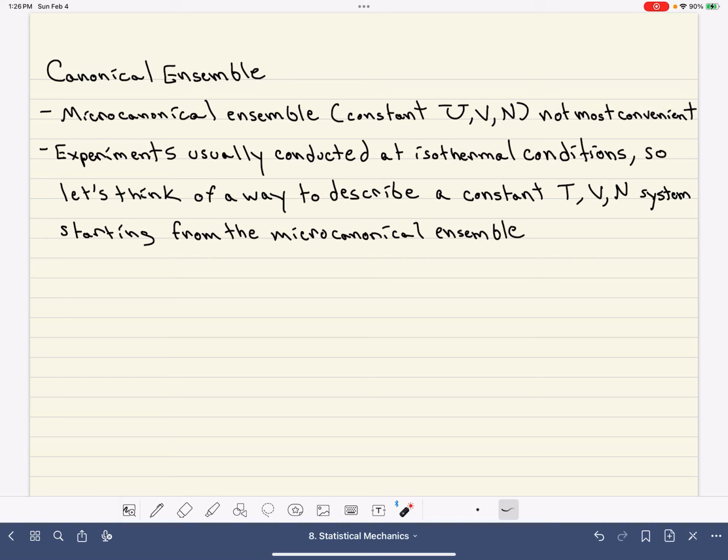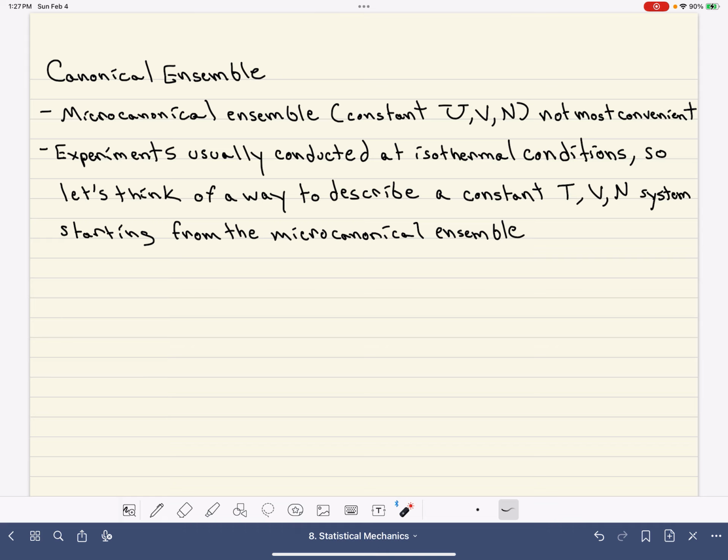In the microcanonical ensemble, the relevant partition function is just omega, the number of microstates that are accessible, and the relevant thermodynamic potential of interest is the internal energy. But the microcanonical ensemble, by definition, deals with systems in which the internal energy, volume, and number of molecules are kept constant.